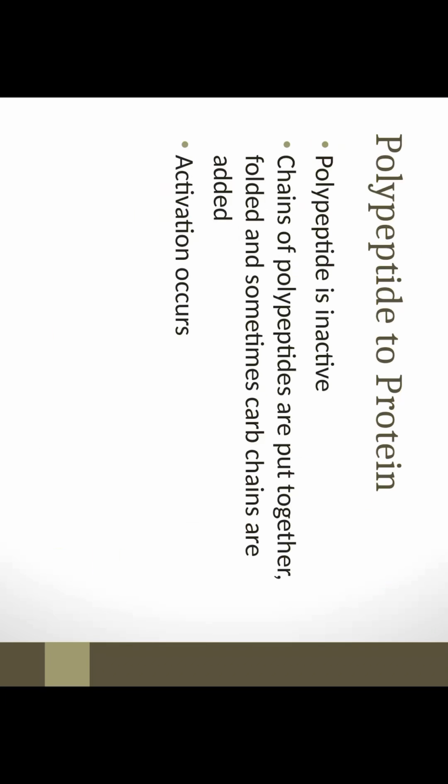At this point, what you have is a string of amino acids called a polypeptide, but it's inactive, so it cannot be used. If it's an enzyme, it can't work. What has to happen is it has to have the primary, secondary, tertiary, quaternary structures in order for activation to occur. And that's it.